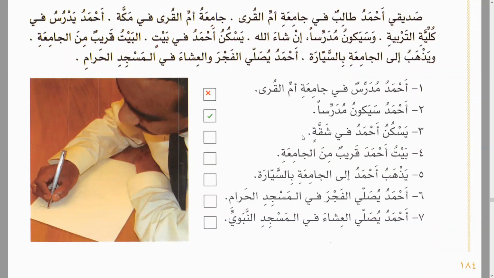Ahmed lives in an apartment. False. Ahmed lives in a house, in a house, an independent house. Ahmed's house is near the university. True. Qareeb, it is qareeb. Ahmed's house is near the university.